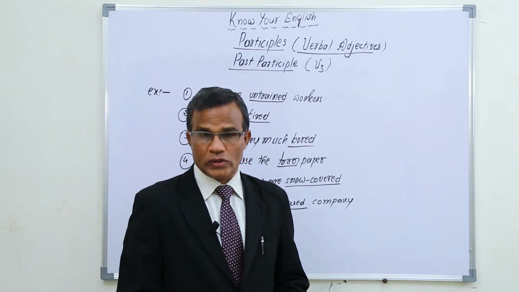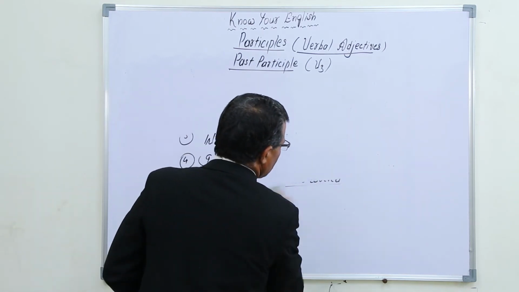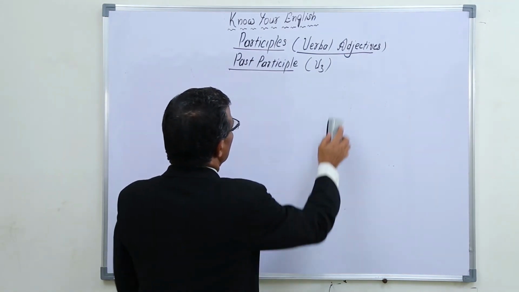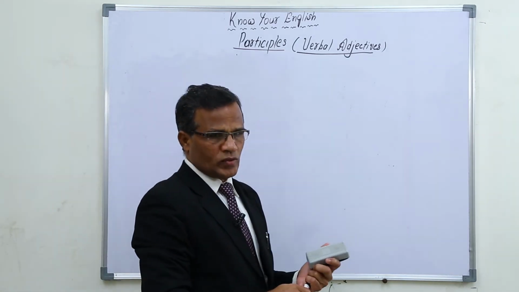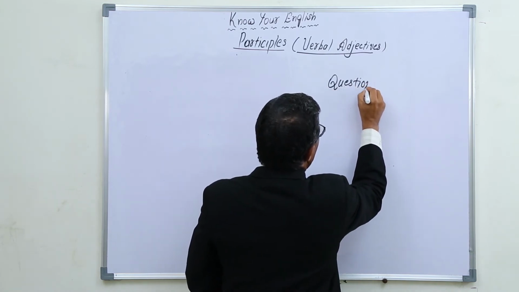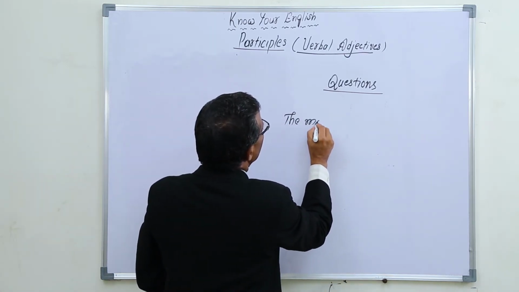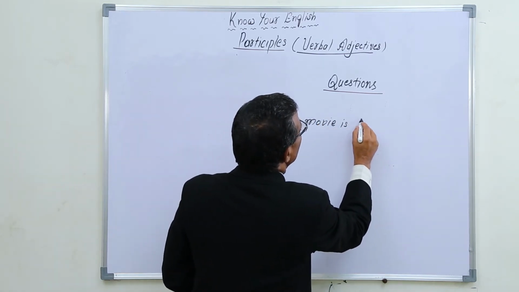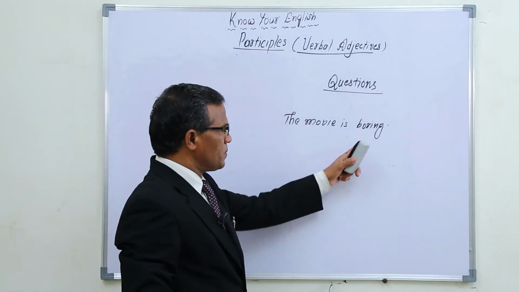And now we are switching over to one more participle, and that is perfect participle. And before going to that, let me talk about even questions also in this one. Questions, in what way we frame questions. All right, for example, the movie is boring. The movie is boring. So present participle.